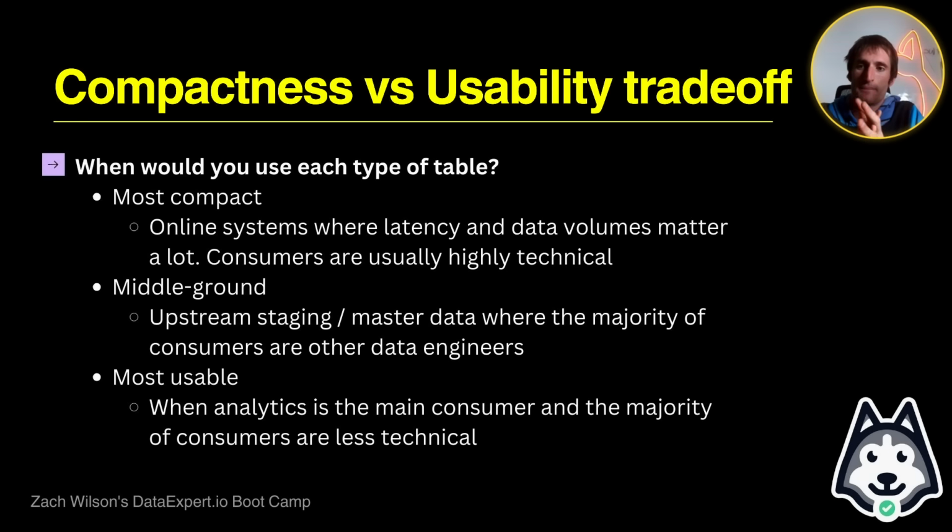So let's dig in a little bit deeper here. When would you use each type? What I was saying before: the most compact is going to be online systems where you're optimizing for latency and minimizing volume. That matters the most. And then the consumers have to be very technical. They're almost always software engineers. That's why, for me at Airbnb, they really had me be a software engineer and data engineer. I was kind of both, and I had to know how to do all this stuff as well.